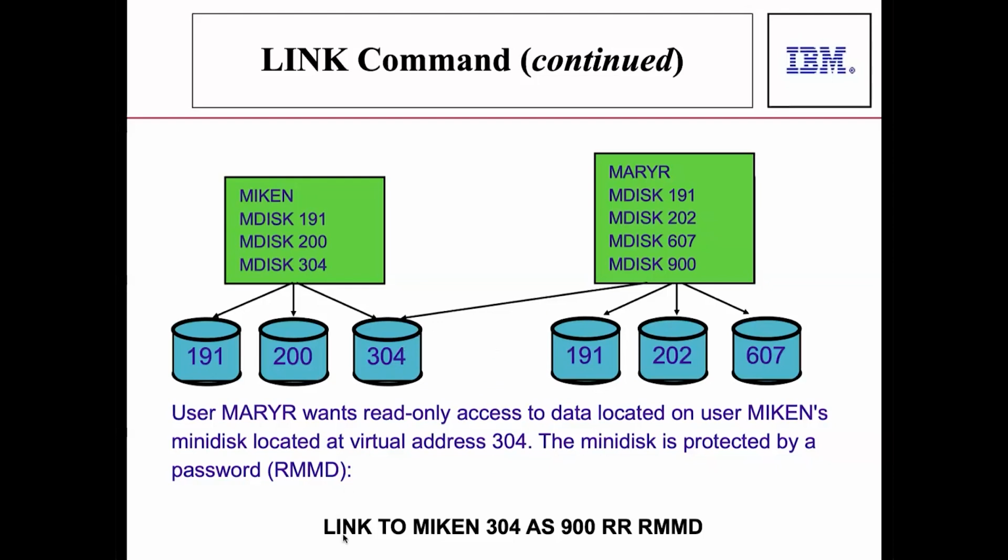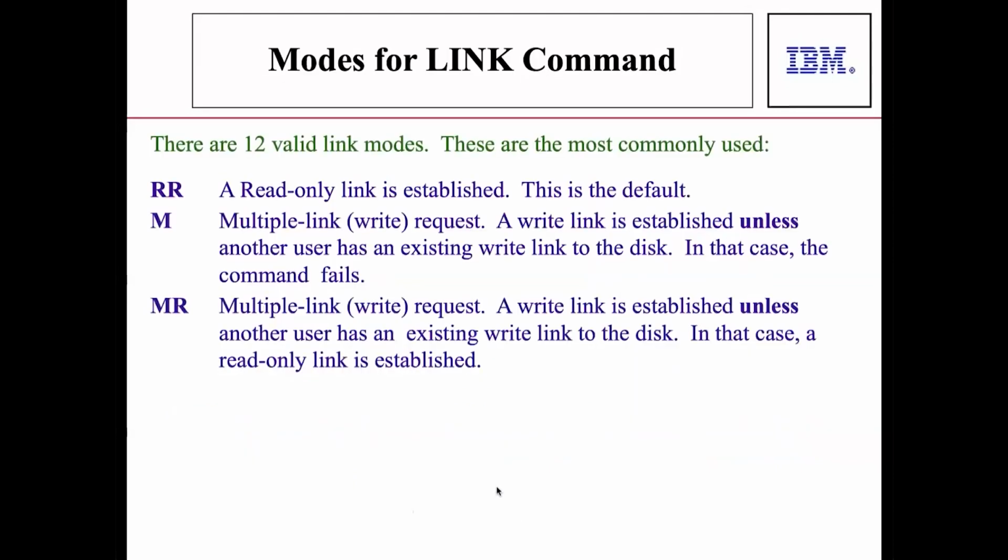You'll see later when you see the link, there's also a link statement in the directory that does the same thing. It doesn't have the keywords to and as. These are optional. Kind of sounds better, but you don't have to put them in there, but you can if you want. So there are actually 12 link modes, that mode field I showed you. And I'm not going to go through all 12 of them because we don't really use most of them. I just basically give you the ones that are the most used here. And the default is a read-only link.